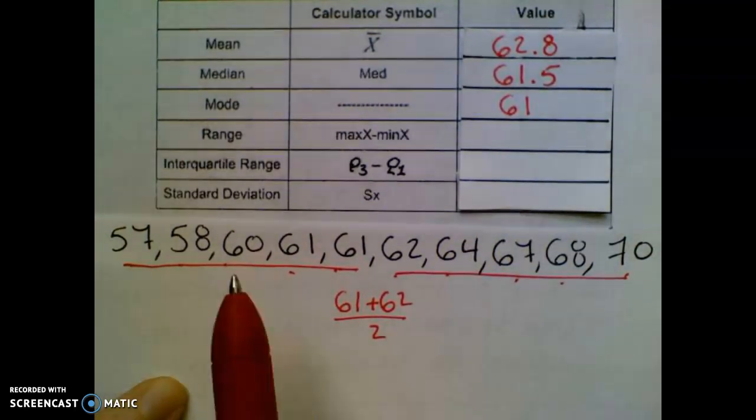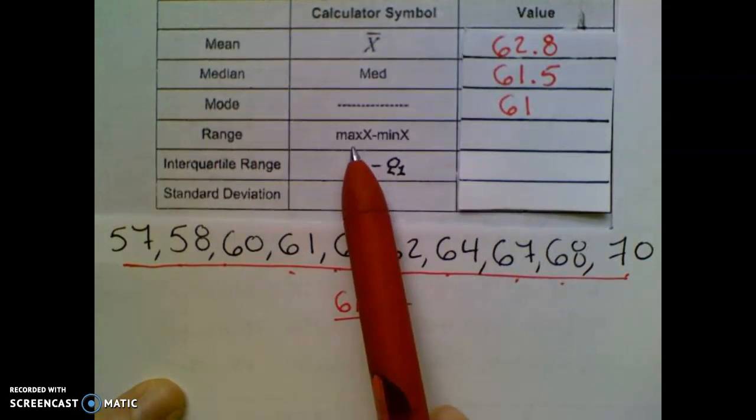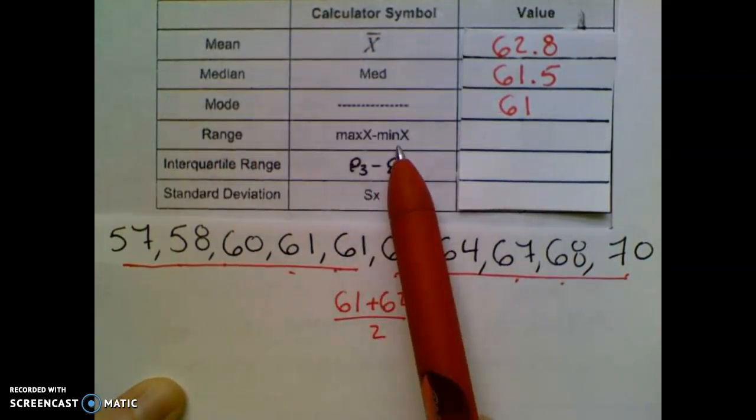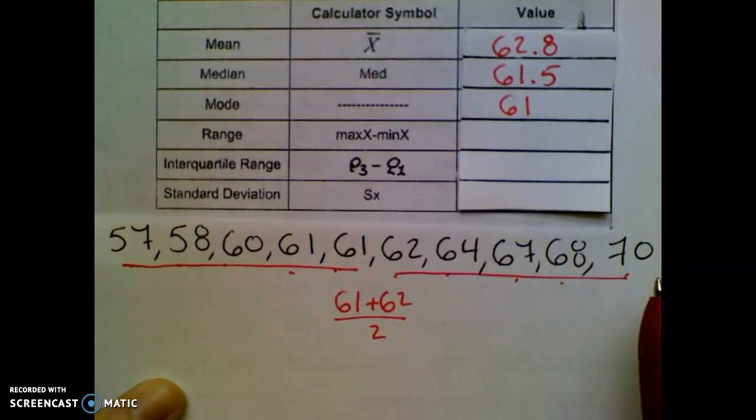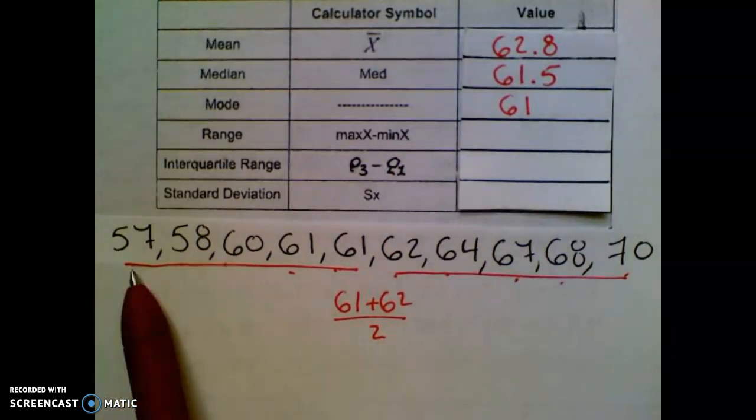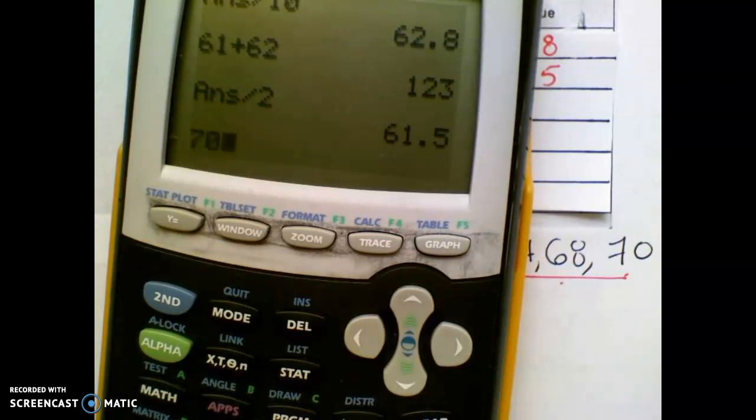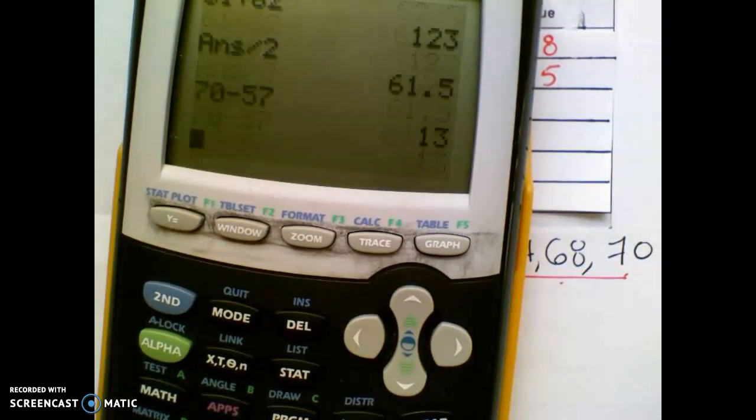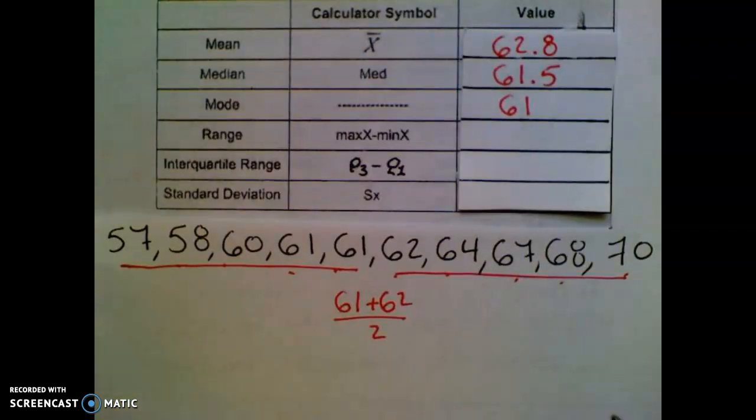All right. The range is the max x value minus the minimum x value. And I'll show you how to find that in the calculator as well. But literally just take your biggest number minus your smallest number. So 70 minus 57, my range is 13.